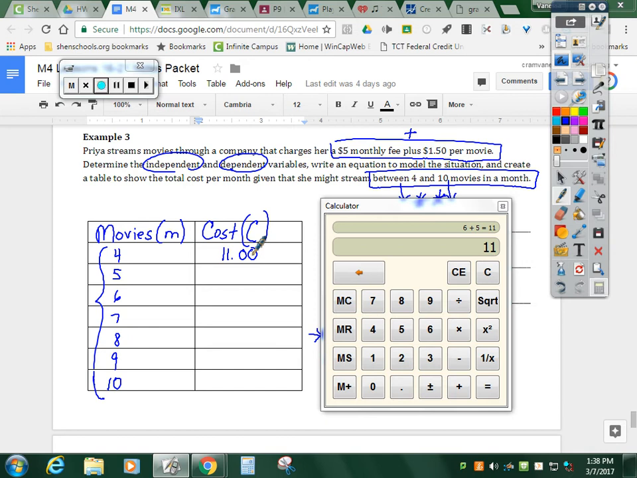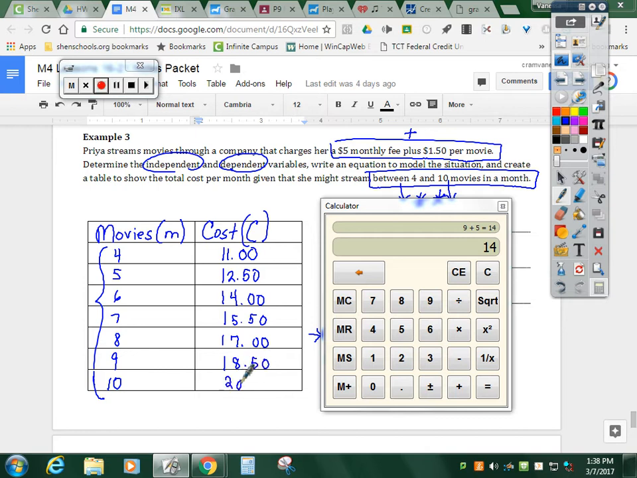Let me try that again. I'm going to stream 5 movies in a month, each movie being $1.50. I'm going to have $7.50, but I can't forget my $5 monthly fee. The next one will be $12.50. Okay, let me do it one more time. 6 movies times $1.50 per movie plus $5 flat rate. Okay, I hope the students recognize now every movie is an additional $1.50, so they can just skip count up by $1.50.